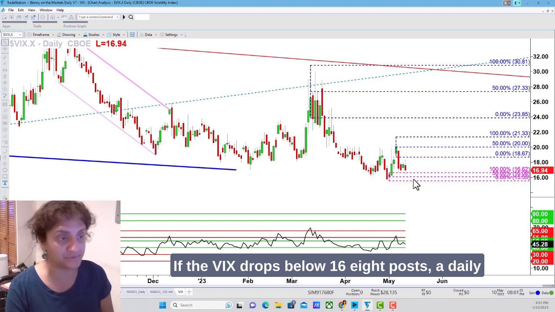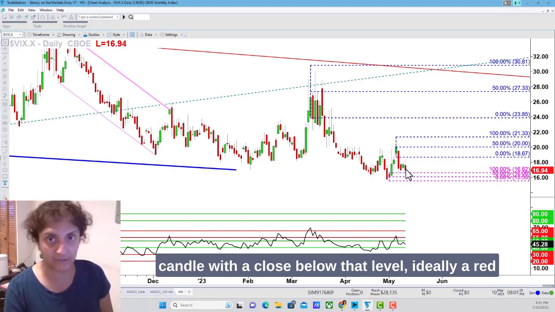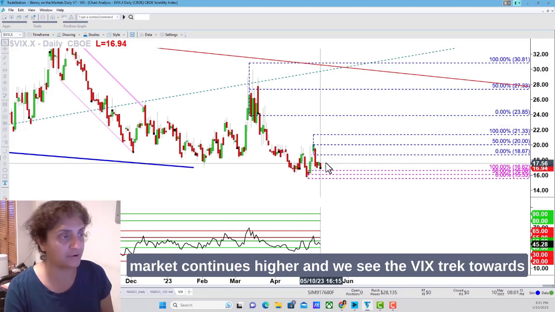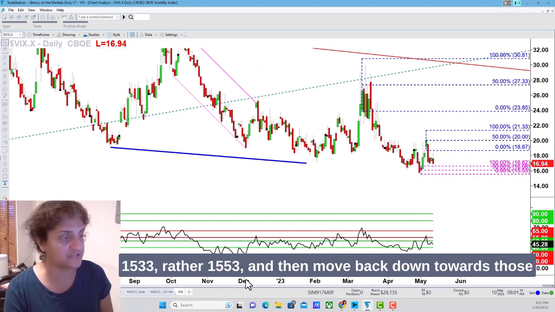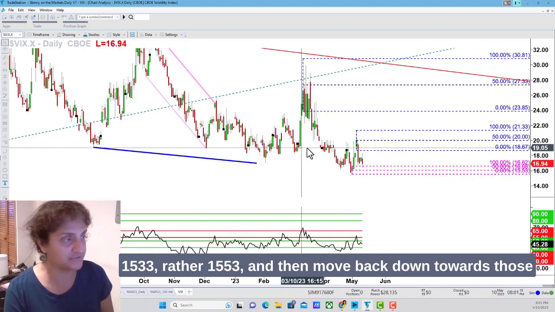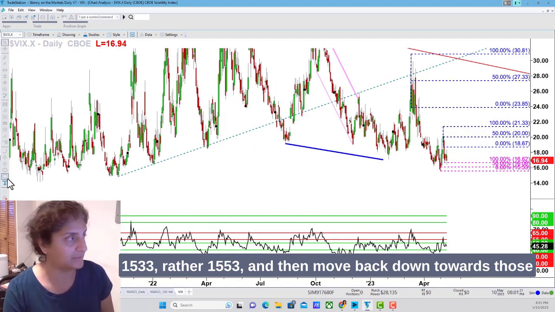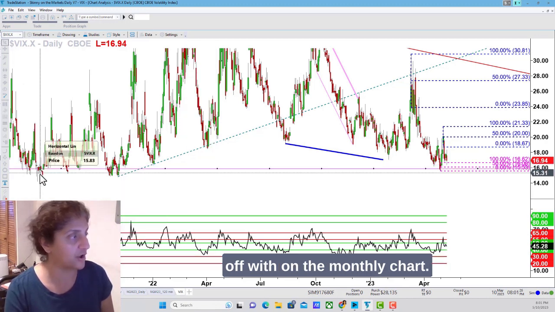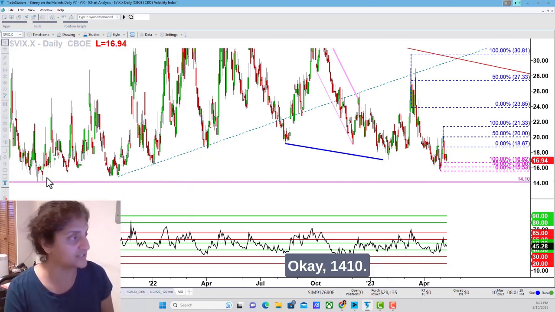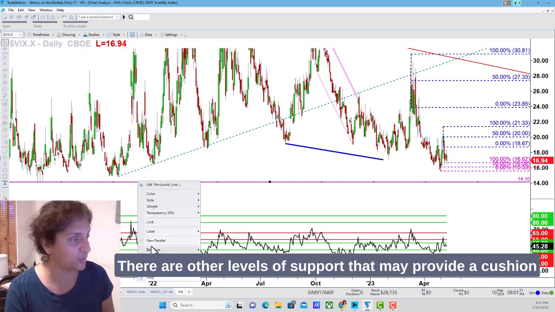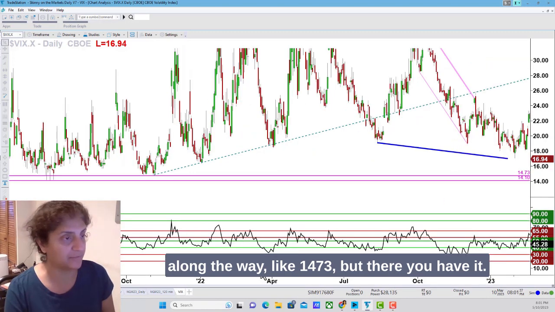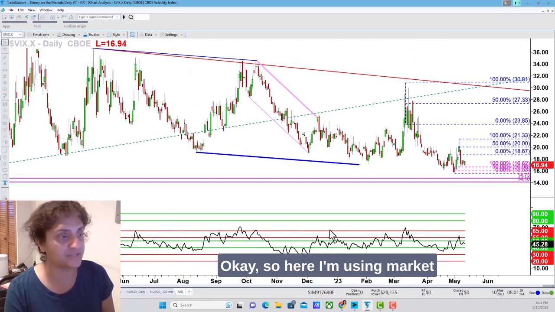If the VIX drops below 1608, posts a daily candle with a close below that level, ideally a red candle, then I think it's more likely that the broad market continues higher and we see the VIX trek towards 1553, and then move back down towards those all-important lows, which are back here that I started off with on the monthly chart, okay, 1410. There are other levels of support that may provide a cushion along the way, like 1473, but there you have it, okay?